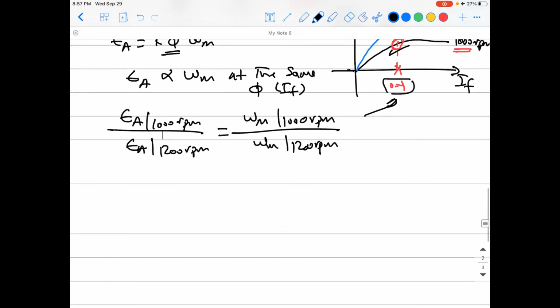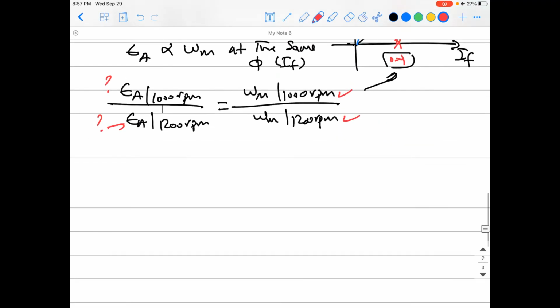So what do we have now? This is what we need here: the induced voltage at 1200 RPMs. So do we need to calculate anything else? Those speeds can be found easily because that's the speed. We can calculate it. But let's find out EA at 1000 RPMs. Can we find EA at 1000 RPMs?